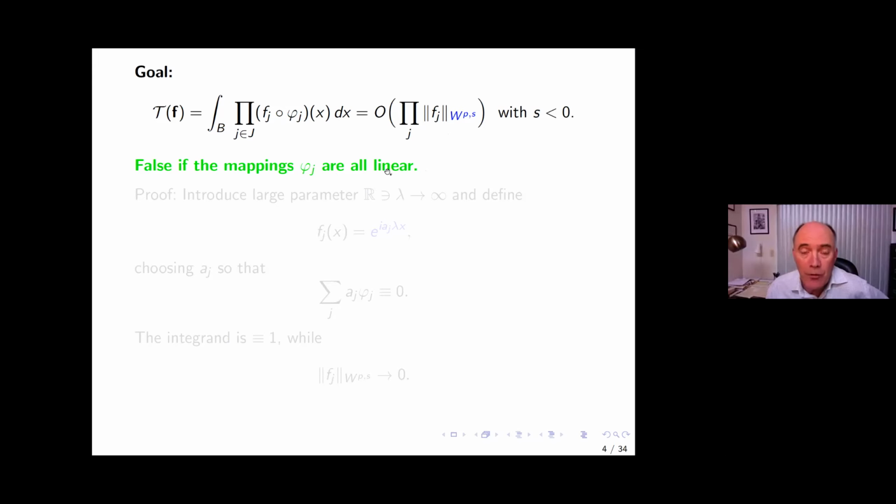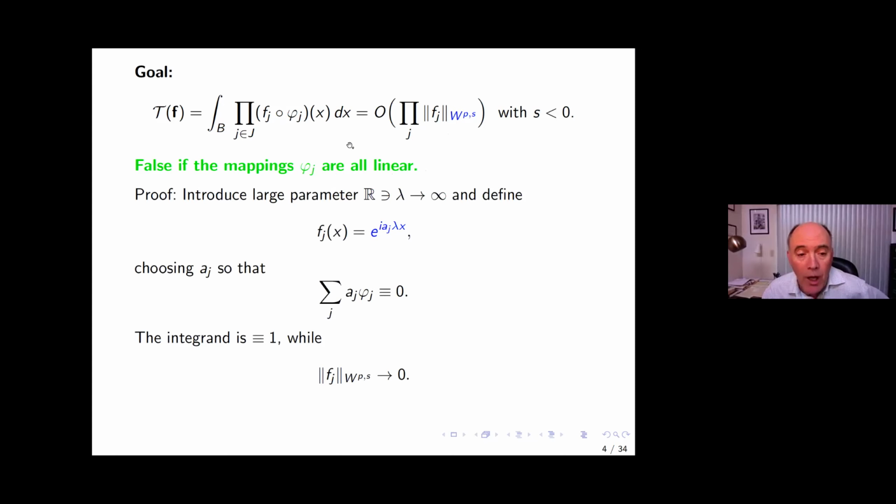And the way you see that it's false is trivial. We introduce a large parameter, lambda, which will later go to plus infinity. And we just take each of our functions to be a simple exponential, e to the i times a_j times lambda times x. The mappings V_j, we have three linearly independent mappings, let's say, in R^2, so they're linearly dependent. So I can choose coefficients which are non-zero so that this linear combination vanishes identically.